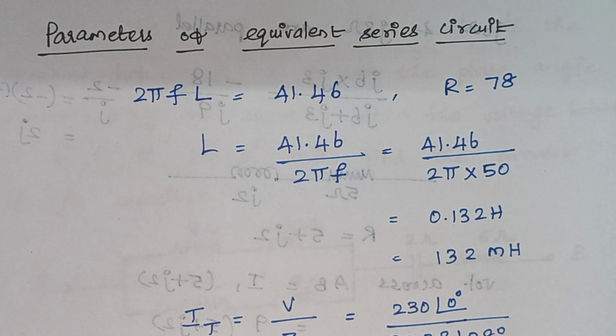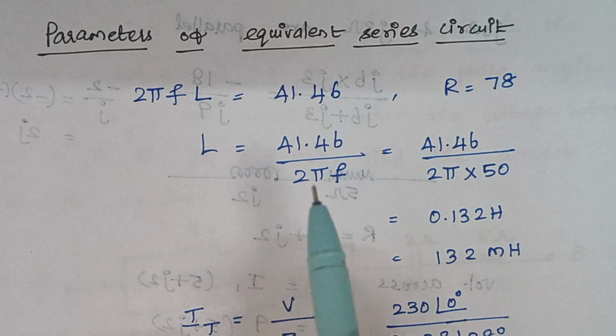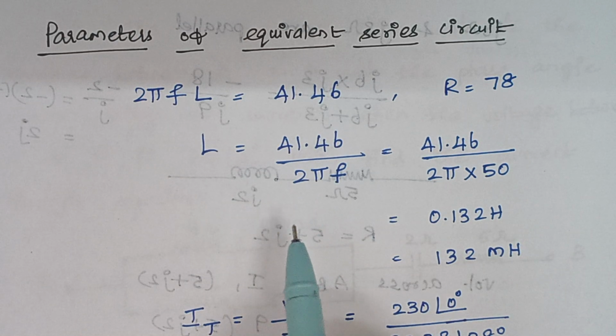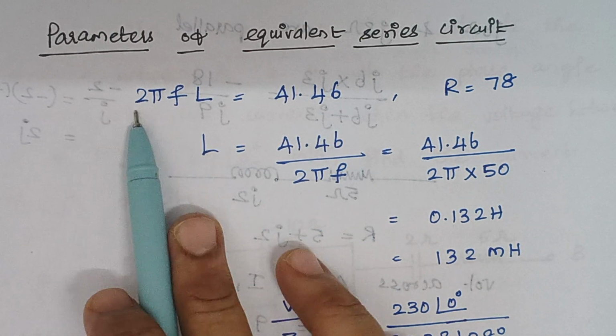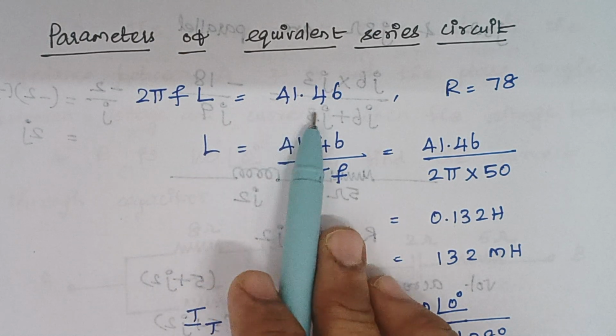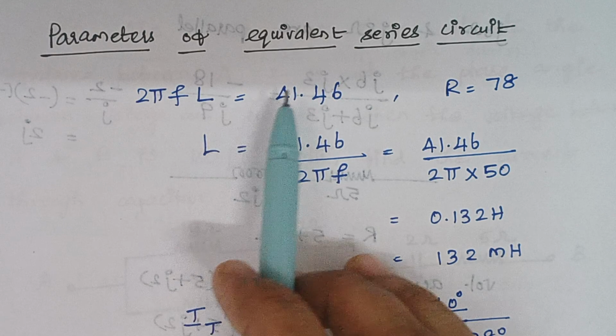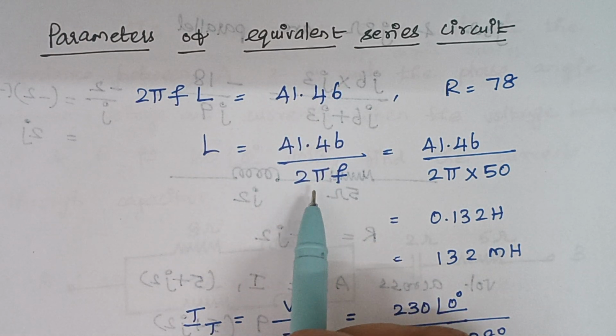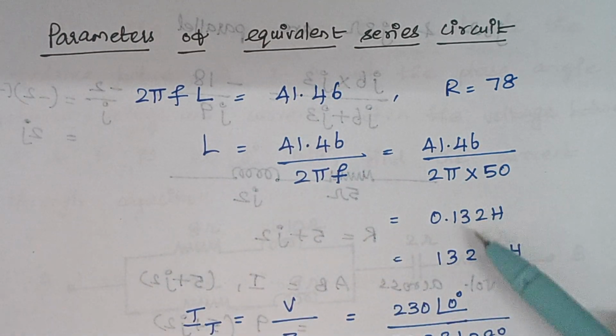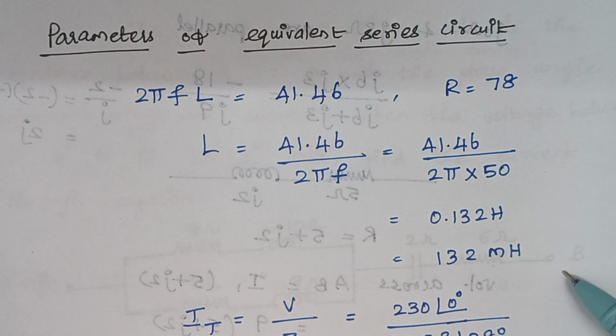Now we are going to find the parameters of the equivalent series circuit. That is, if the given problem is modified into a series circuit, how will it be? As usual, we have calculated the value of impedance, right? So 2 pi f L is equal to 41.46. From this we are going to calculate L. Just calculate L, the value is 132 millihenry.